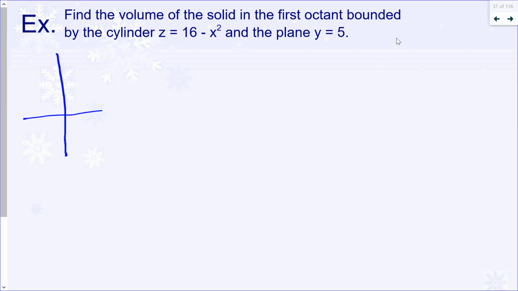I'm first going to graph the cylinder in the xz plane because the equation just comes up in the xz variable system. And so looking at this, I know that this is an upside down parabola moved 16 units up. So the z-intercept is 16, and the two x-intercepts are going to be plus or minus 4.